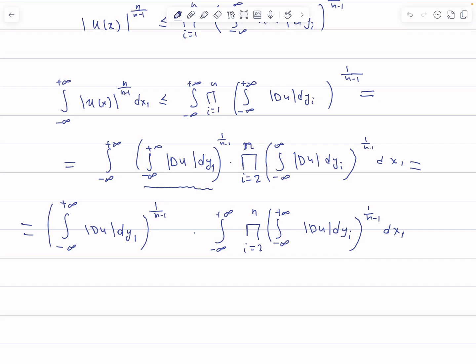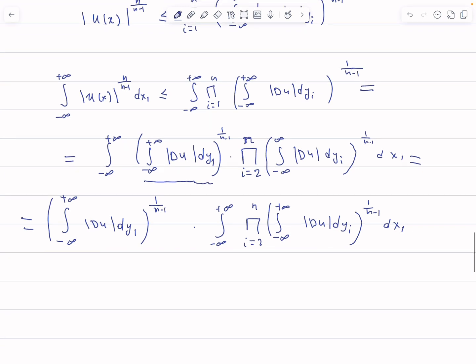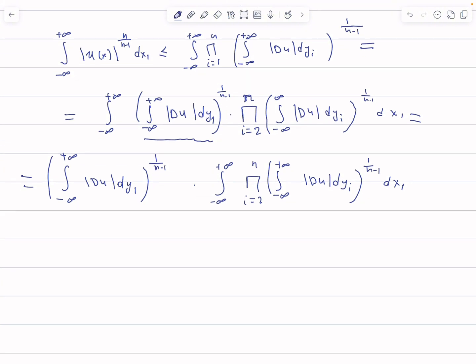So what will we do here? Now we use the generalized Holder inequality. What was the Holder inequality?